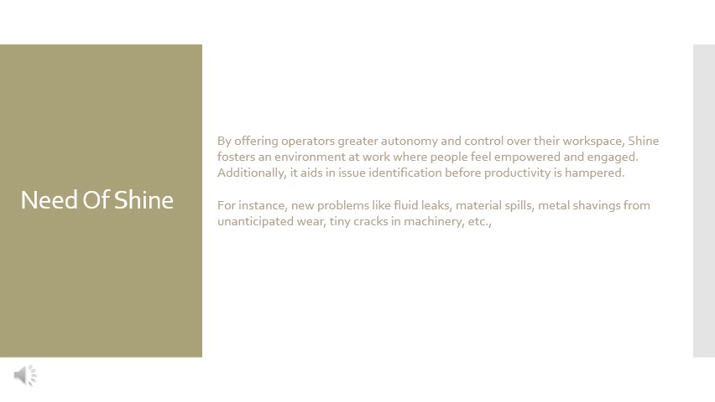For example, while cleaning, operators might notice fluid leaks, material spills, and even signs of wear, such as metal shavings or tiny cracks in the machinery. Identifying these issues early on allows us to address them quickly, which helps us avoid bigger disruptions later.